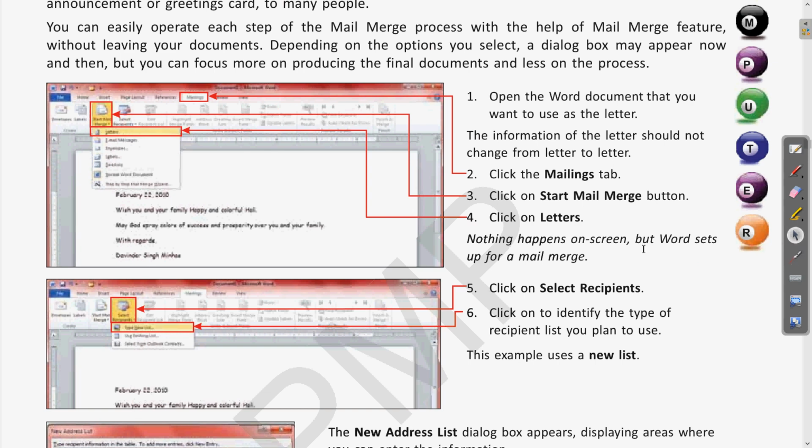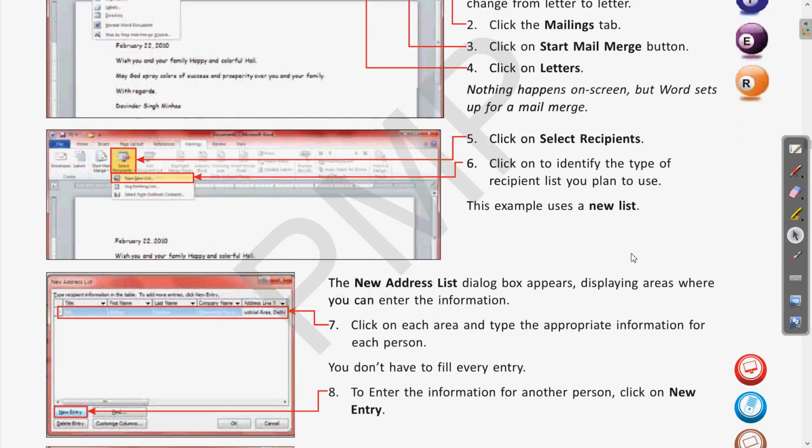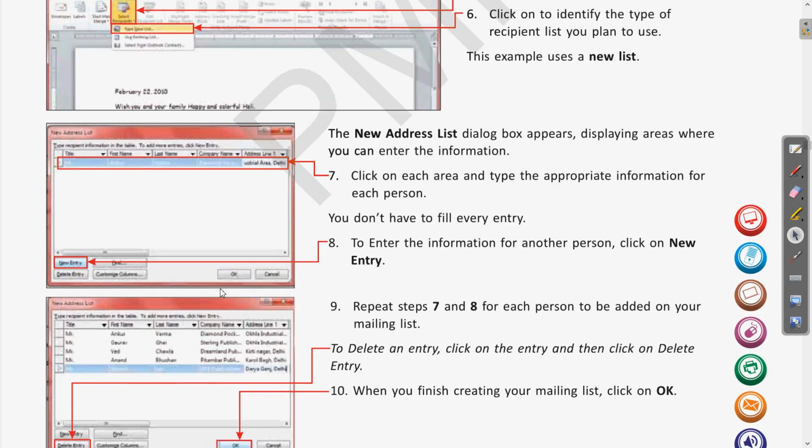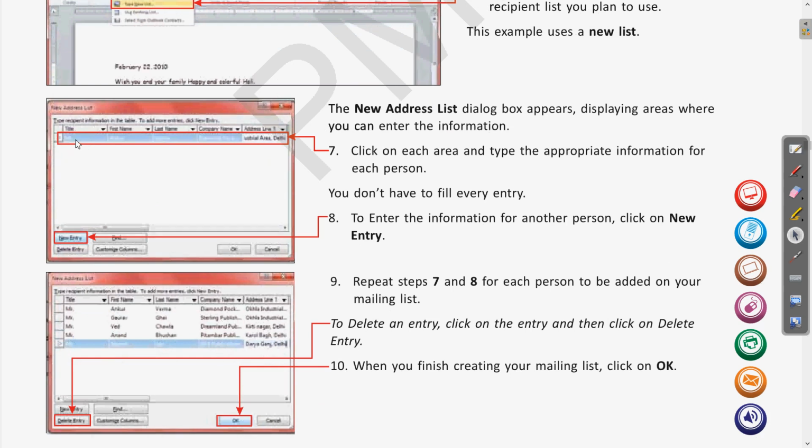If you want to create a new list, or you already have an existing address list, that also can be used. Here you have seen that we have created a new address list. In that we have different options like title, first name, last name, the address of that person, the email address, and the contact number. All of that information can be included in this address list. Clear? One by one we can enter it by clicking on New Entry. This way we have created the recipient list, and after doing all these steps we have clicked on the OK button. Clear?